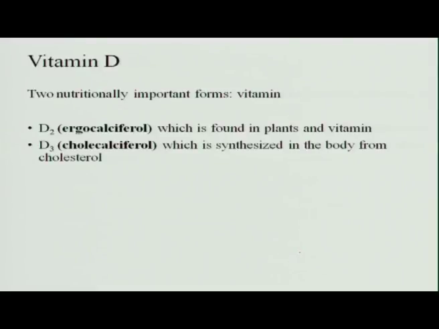So there are two nutritionally important forms of vitamin D. One is vitamin D2, which is ergocalciferol, found in plant foods, and D3, which is cholecalciferol, which is synthesized in the body from the cholesterol. That is, from the sunlight, it is synthesized in the body.